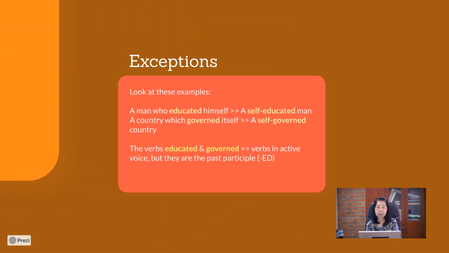You see, the verbs damaged and woven are all verbs in passive voice. We have some exceptions with the past participle in this context. Look at these examples. A man who educated himself, a self-educated man. A country which governed itself, a self-governed country. Now the verbs educated and governed are in active voice, but they take the past participle -ed when they are used in hyphenated modifiers. So these are exceptions.